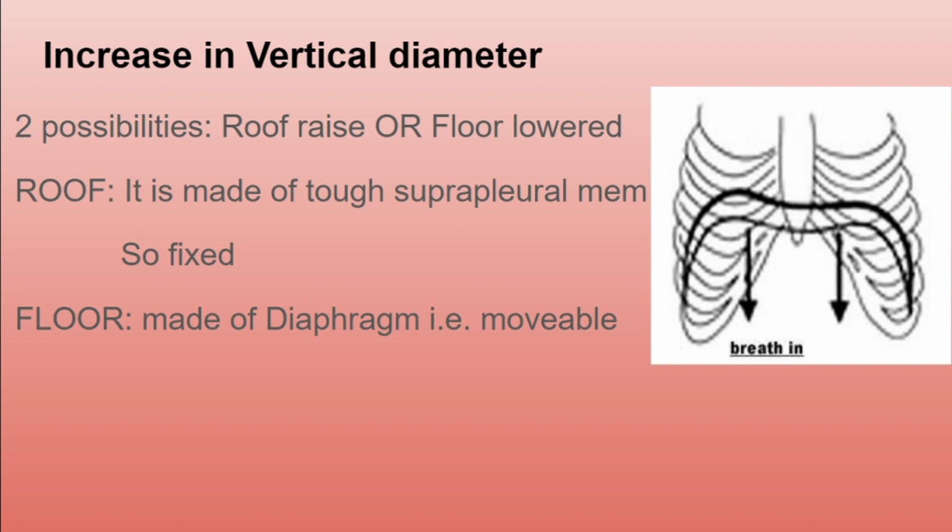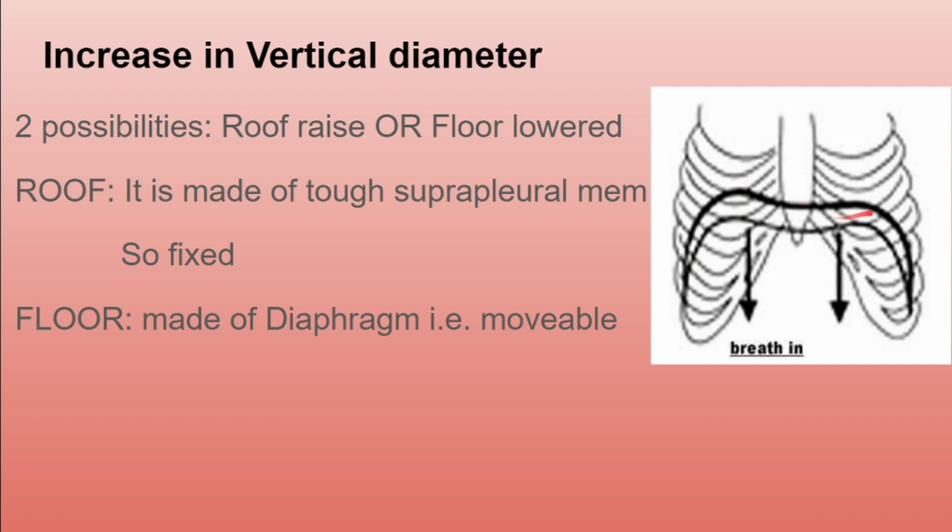Okay, so for increasing the vertical diameter, in the vertical direction, we have mainly two possibilities. Either the roof is raised or the floor is lowered. But in the roof we have a tough suprapleural membrane, so it can't move, so the roof cannot move to increase the vertical diameter. So of course the remaining one is the floor.